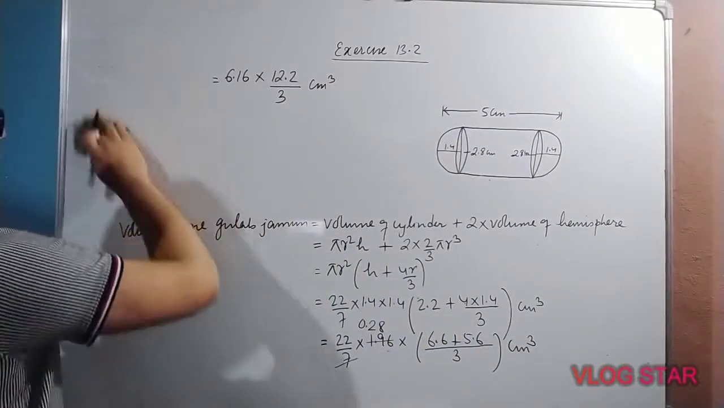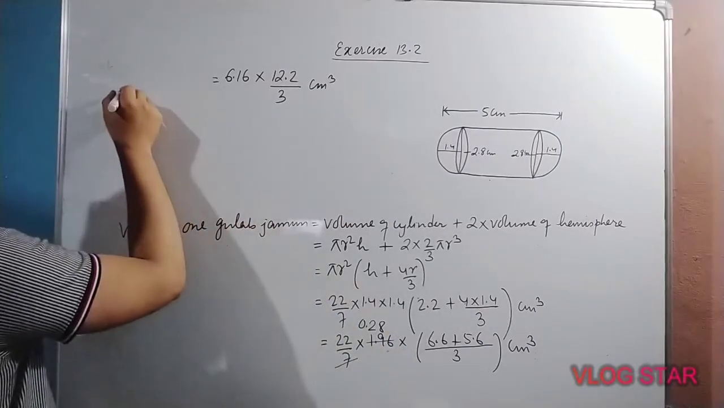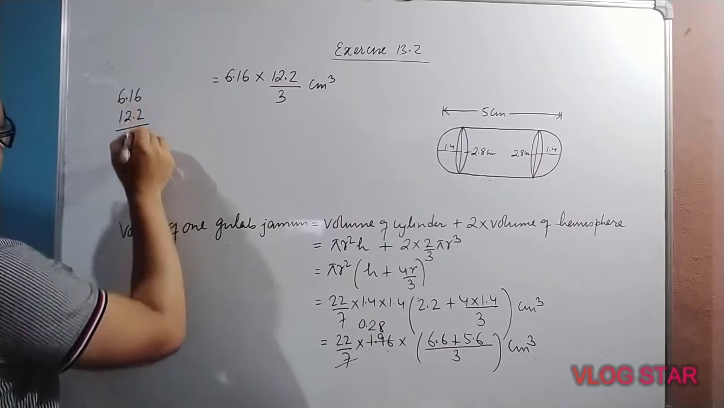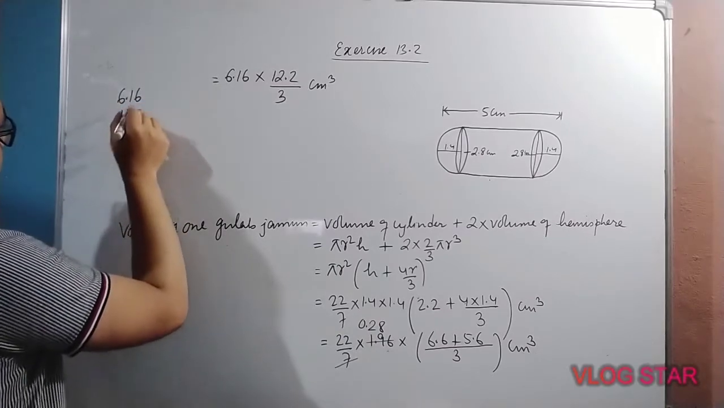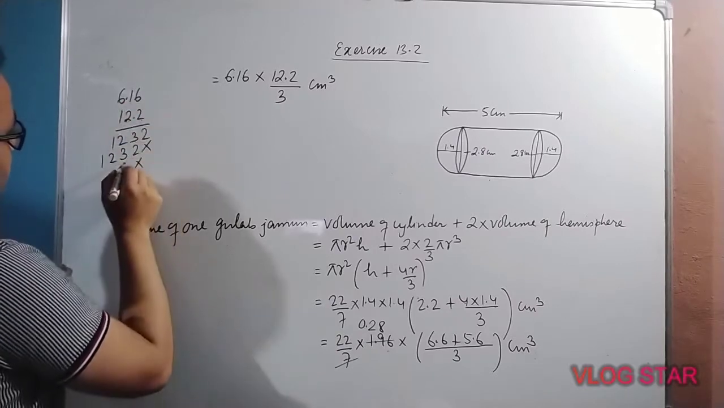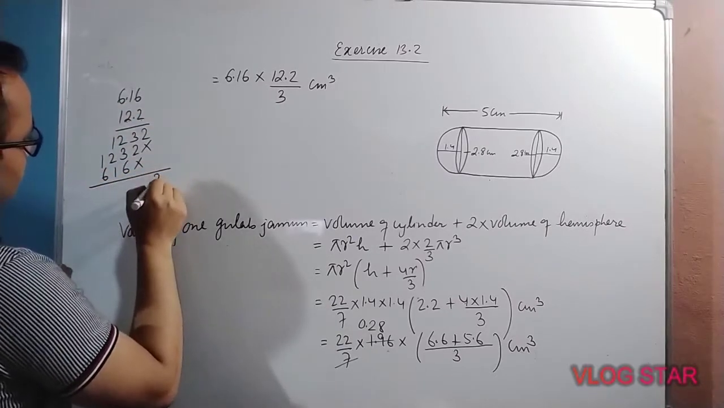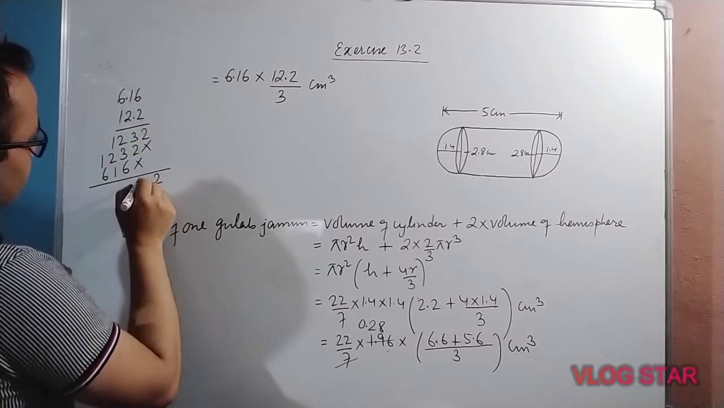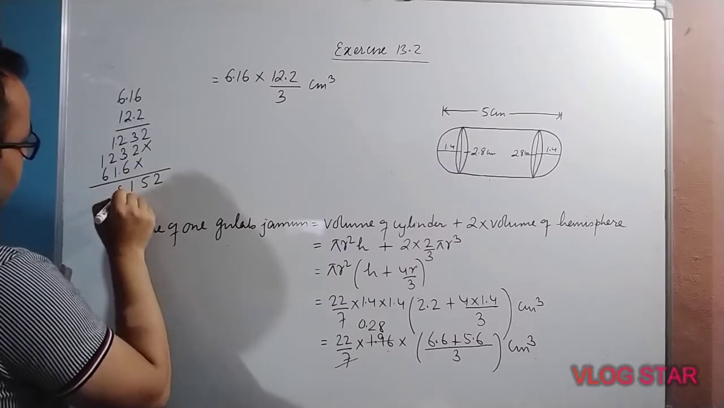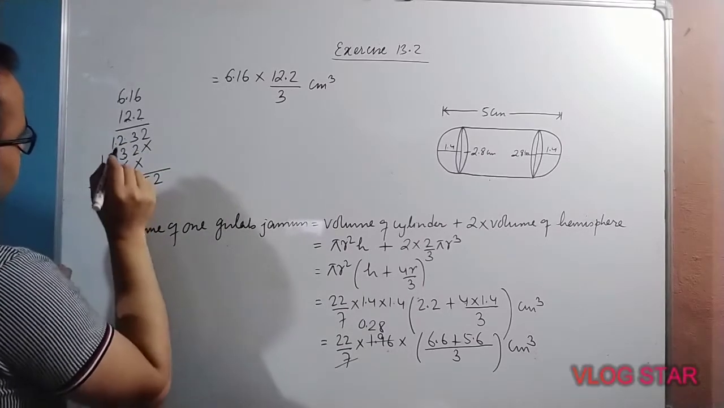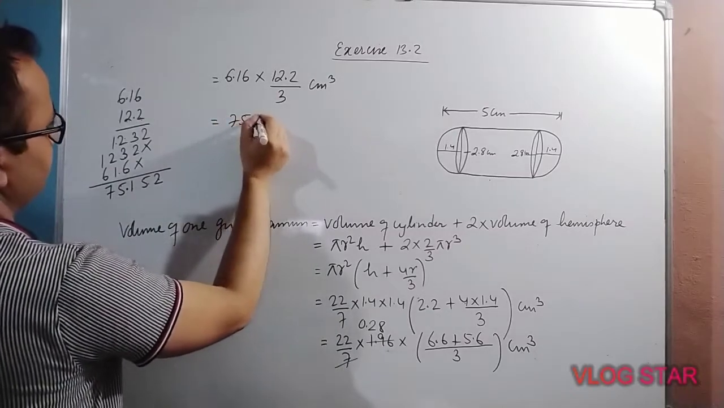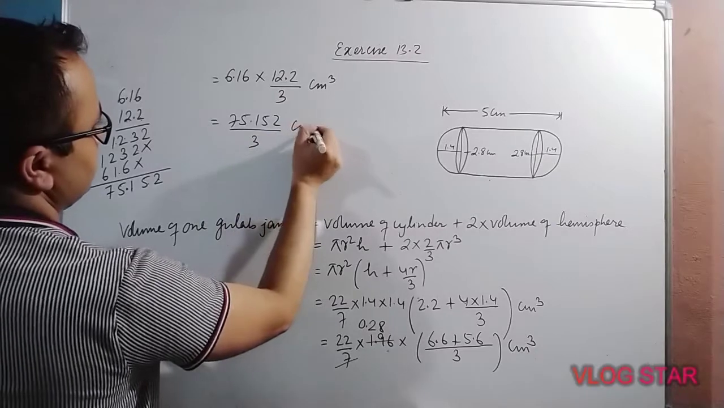Now multiply 6.16 into 12.2. So this equals 75.152 divided by 3 centimeter cube.